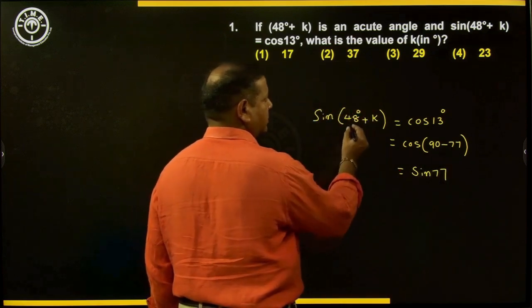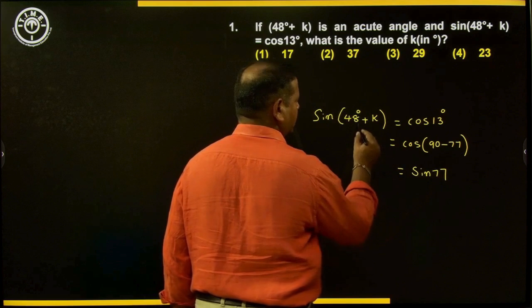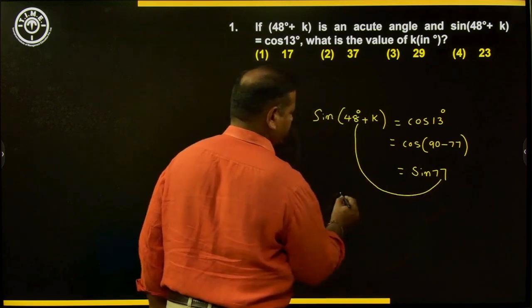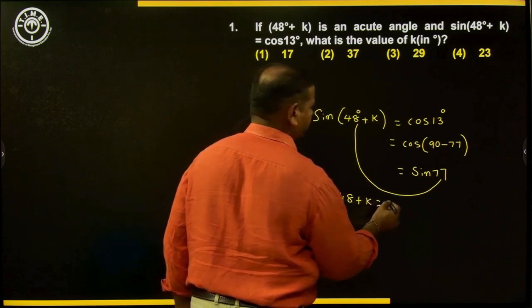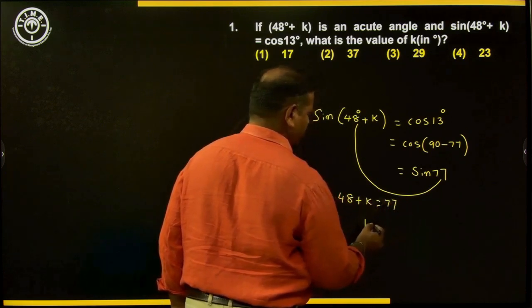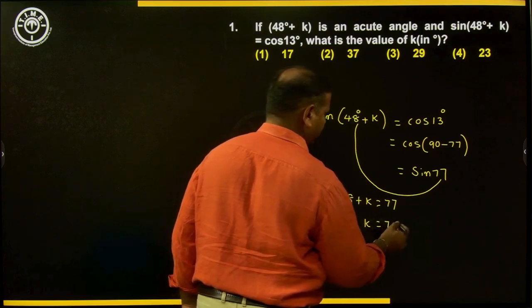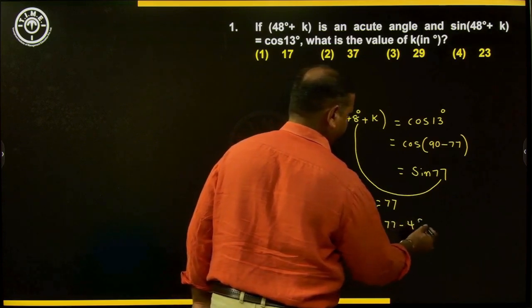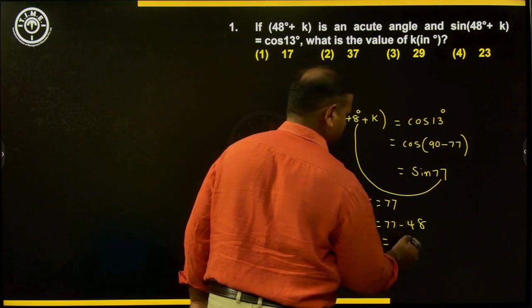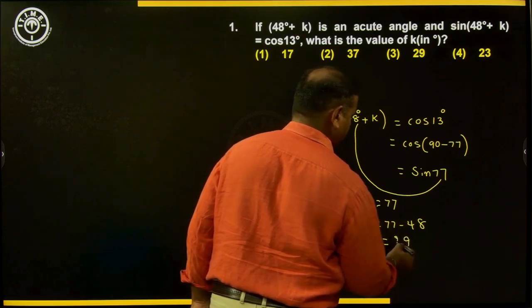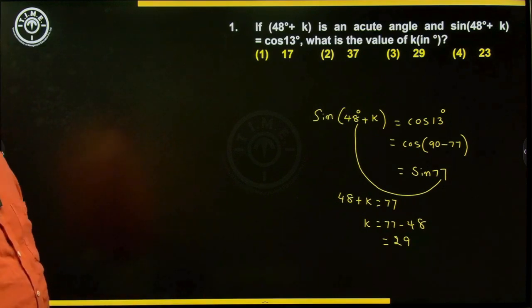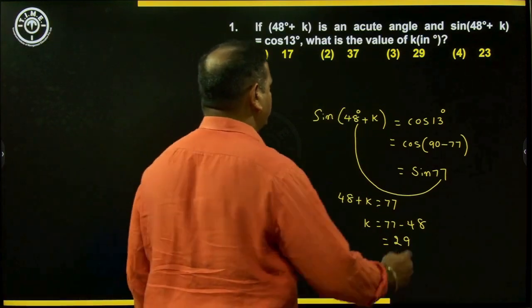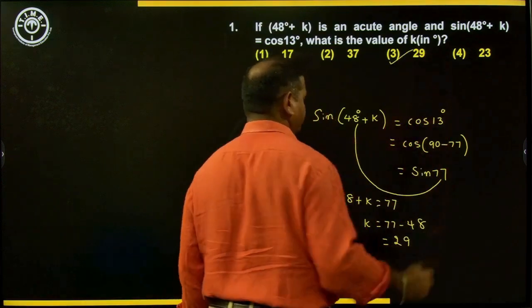Then say this, sine of 48 plus k is equal to this. What is the value of this 48 plus k? 48 plus k is equal to 77. Then k is equal to 77 minus 48. So 29. What is the value of k? 29 degrees. K value is 29 degrees. So which is the third option.